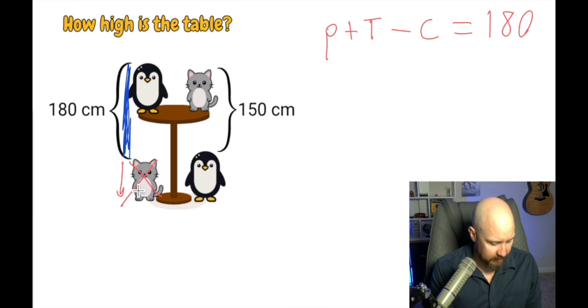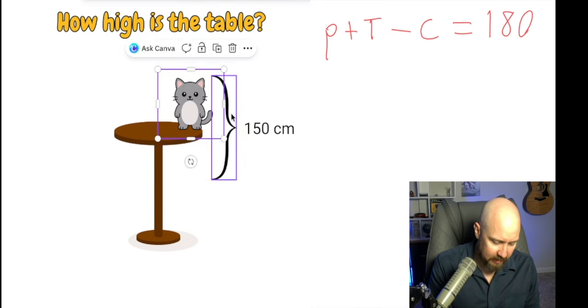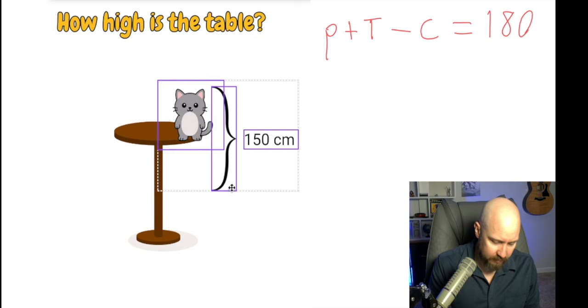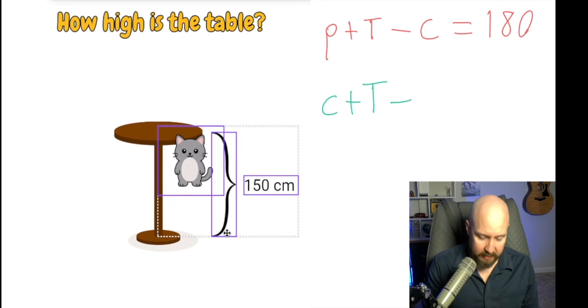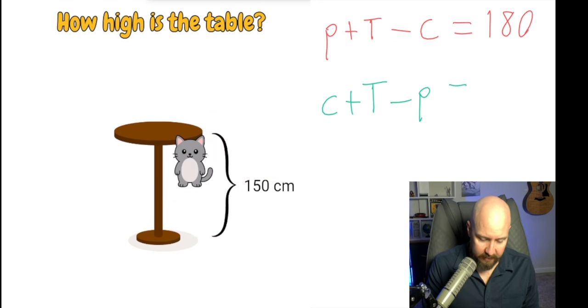All right. And then on the right side, we basically have the same thing going on except for the penguin's in the way. So the cat plus the table would equal 150 if not for this pesky penguin. So we move that penguin out of the way. We can shift this whole thing down to the ground. And then the cat plus the table minus the pesky penguin is going to equal 150.